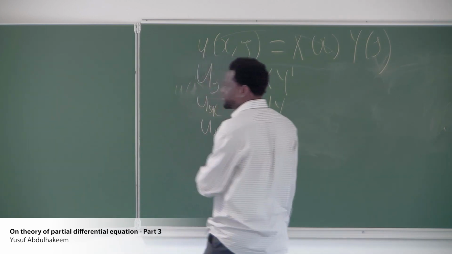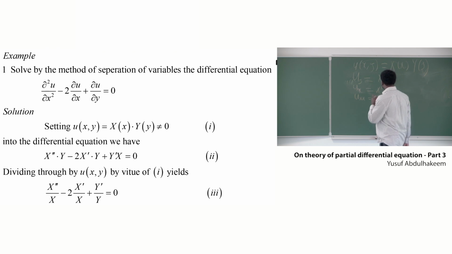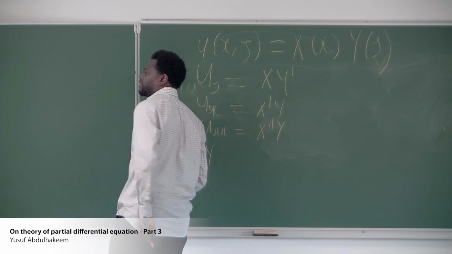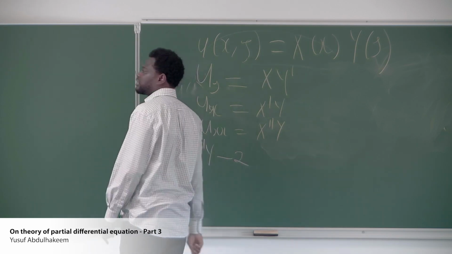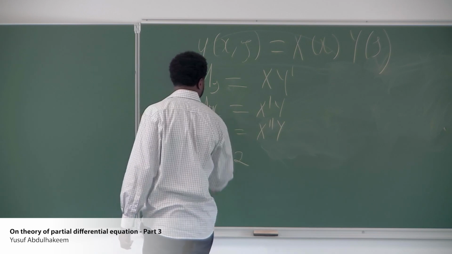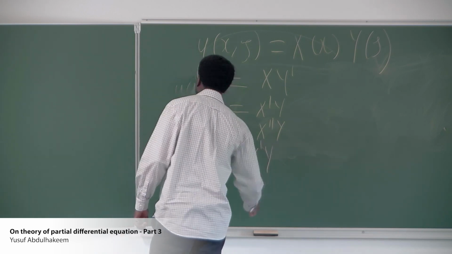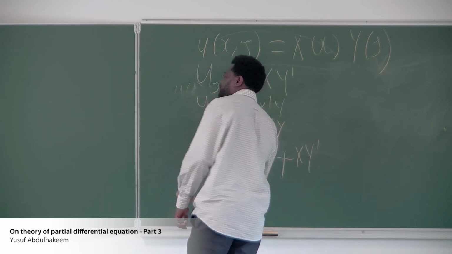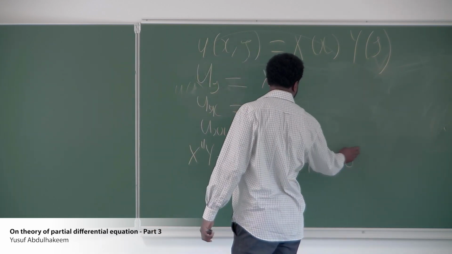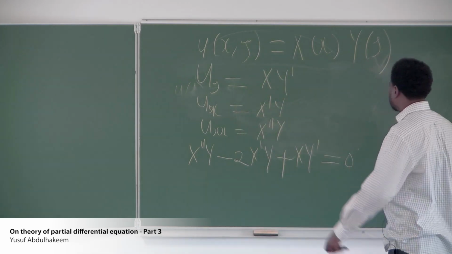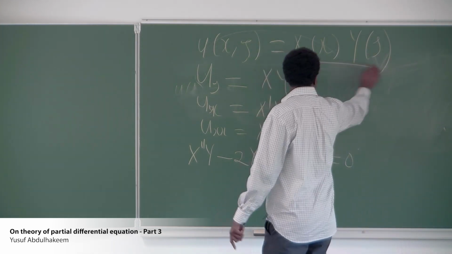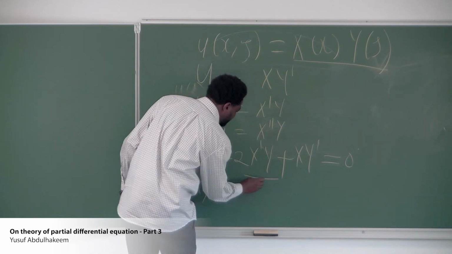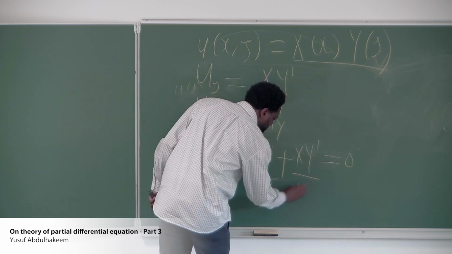Then we substitute all this into the differential equation. By the time we do that substitution, this will give us X double prime Y. Then the next one, which is minus 2 times ∂u/∂x, gives us X prime Y. Then we have plus ∂u/∂y, which is plus X Y prime. And the whole of this is equal to 0. Then we divide through by XY.